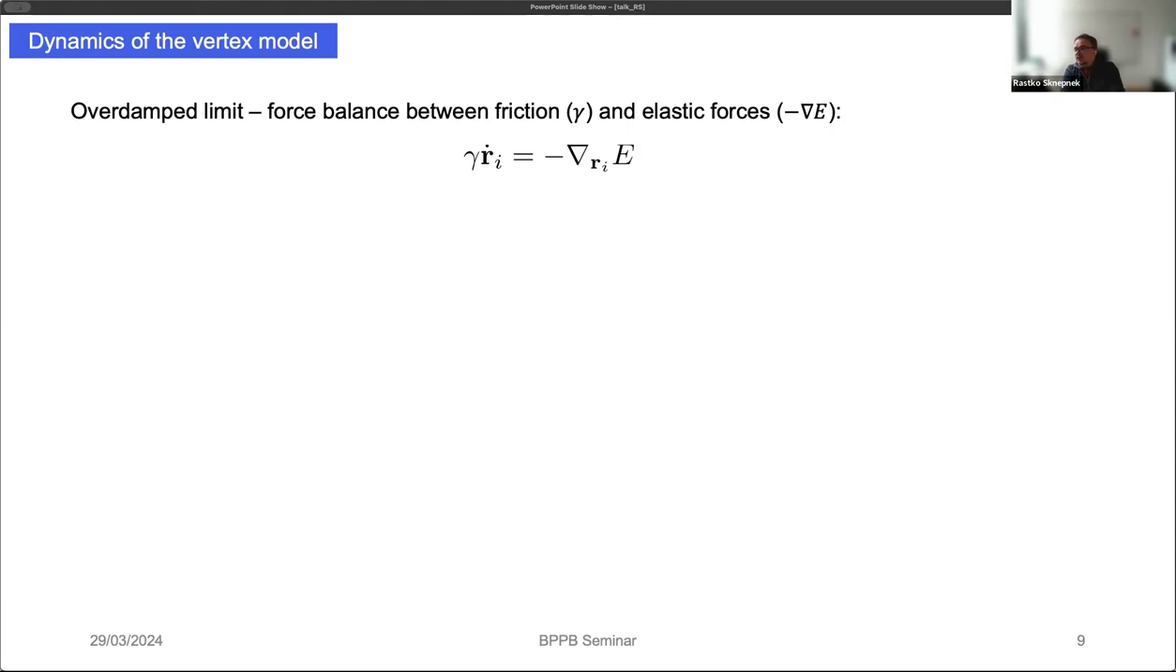So one then essentially works into the overdamped limit when there is a balance between the friction and the elastic forces that are, in this particular case, just a gradient of the energy function that I showed you in the previous slide with respect to the position of the vertex. I'll already anticipate that I will mess with this term on the left a little bit, and that's going to be very important. But now we know that the cells are active systems, so how do we add activity?